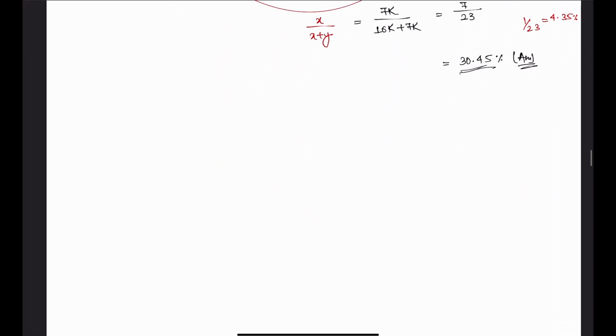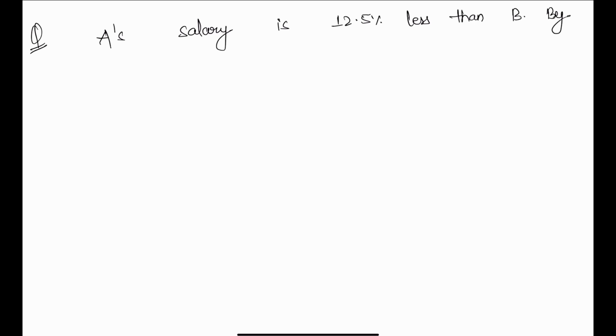So it's that easy to solve with this method. Let's try to solve more questions with the same approach. A's salary is 12.5% less than B. By what percent is B's salary more than A? Let's just solve again.